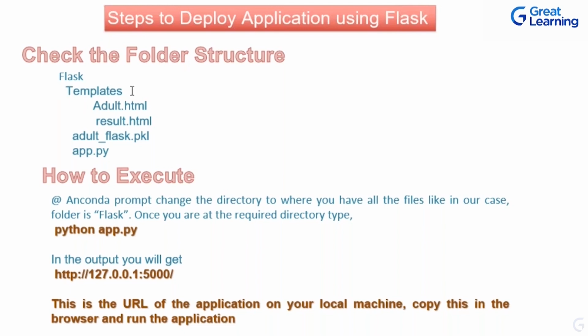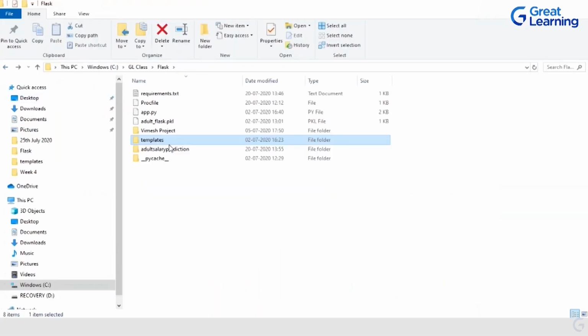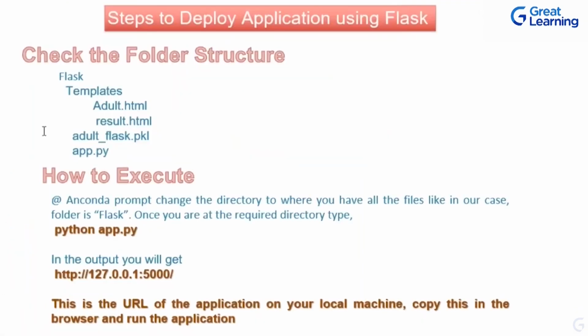At the same level where I've created templates, I have these two files stored: adult_flask.pkl and app.py. This is the model file, and this is the .py file which I created. You just go back and look at it. I have adult_flask.pkl and app.py. It is mandatory that you have a structure like this.